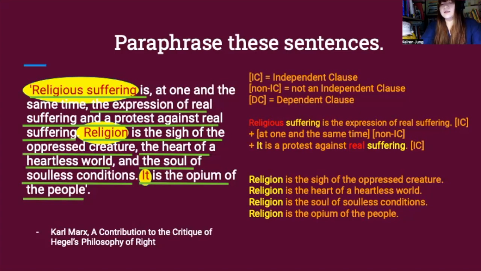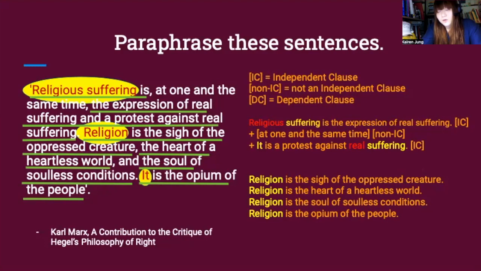What's interesting in a sentence like this is that the second and third phrases, the expression of real suffering and a protest against real suffering, are not really independent clauses, but can be altered to be read as such, because they form the predicate part of the subject. Religious suffering is, etc. Therefore, it is implied that the subject of the full sentence is also the subject within the phrases themselves, though this is not explicitly stated.